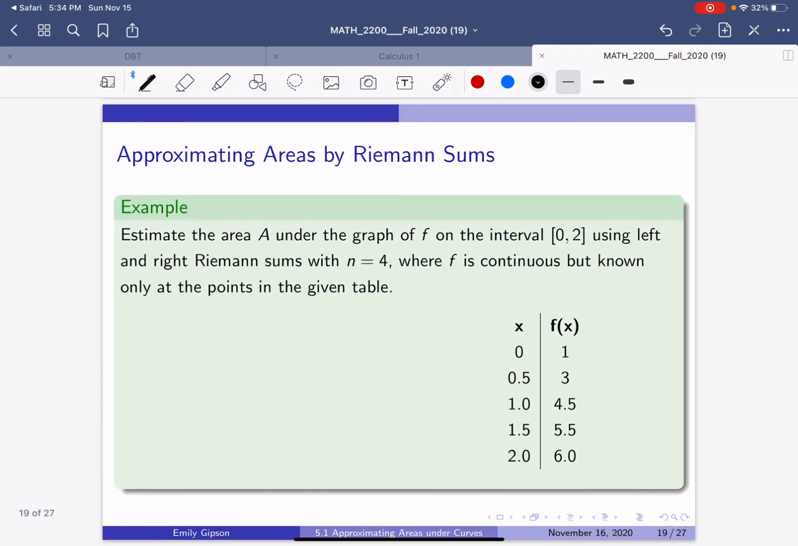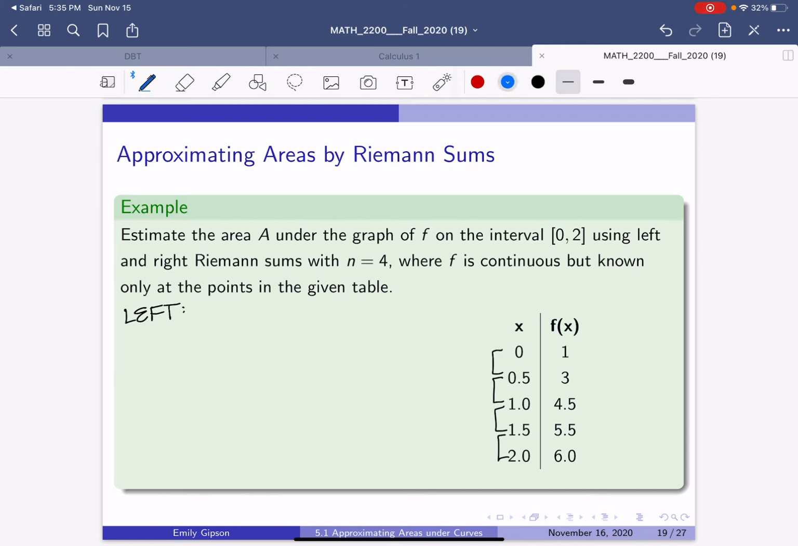Now, it's also possible to find Riemann sums from tables. So here we're going to estimate the area A under the graph of f on the interval 0 to 2 using left and right Riemann sums with n equals 4, where f is continuous but known only at the points given in the table. So here I'm going to makeshift draw my little intervals, and we're going to do the left one first.